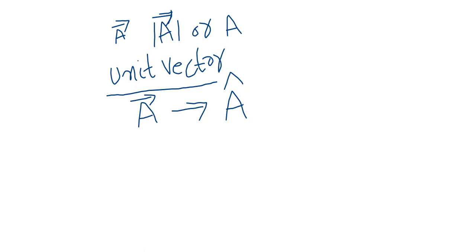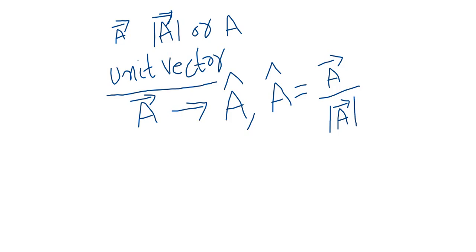Suppose A bar is a vector. Calculate the unit vector of A bar. A cap is equal to A bar by modulus of A bar. This is the unit vector. It is a dimensionless physical quantity.